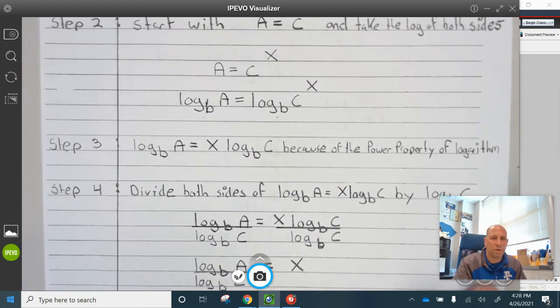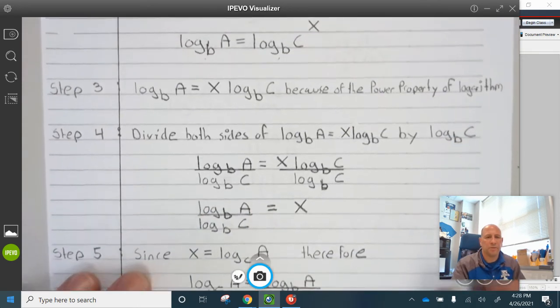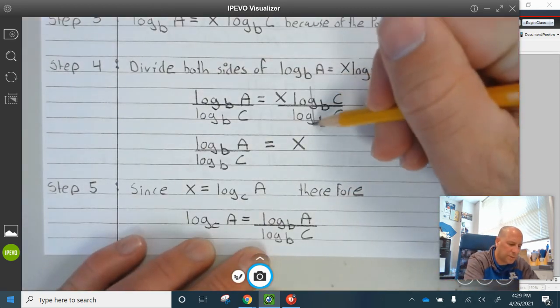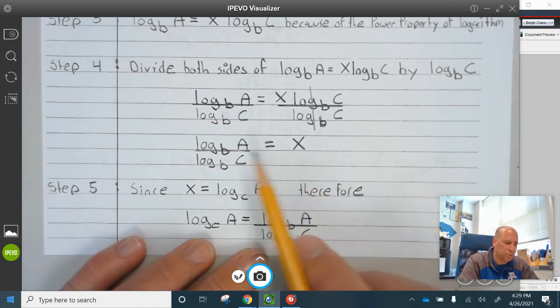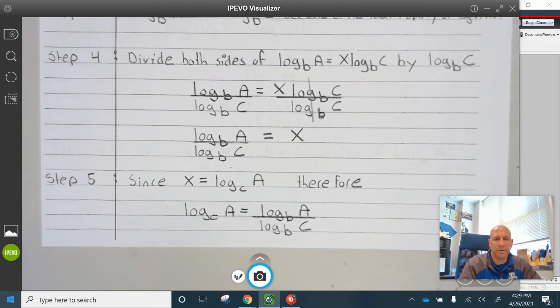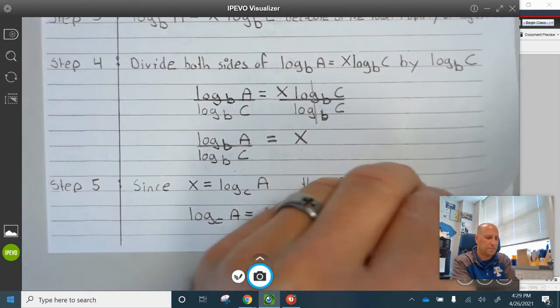So in step 3, log base b of a equals x times log base b of c because of the power property of logarithms. Step 4. Divide both sides of log base b of a equals x log base b of c by log base b of c. And when you do that, this divides and becomes 1, and you're left with just x equals log base b of a divided by log base b of c. Since x equals log base c of a, therefore log base c of a equals log base b of a divided by log base b of c. All right, go ahead and finish up question 15 to 16.